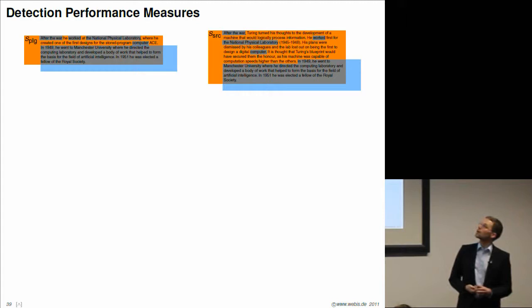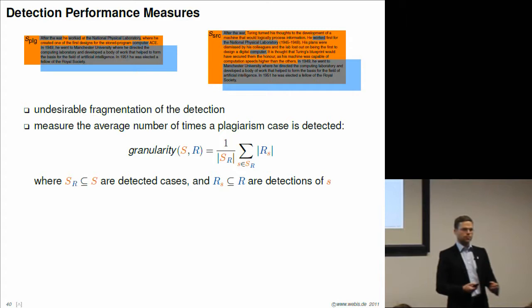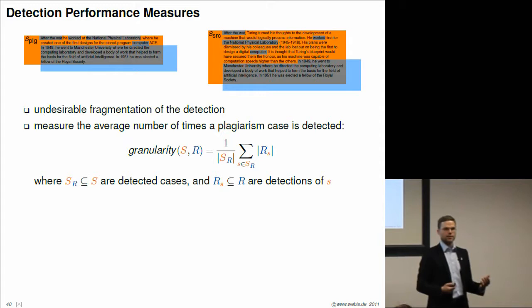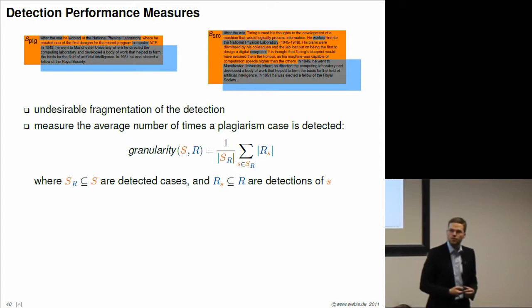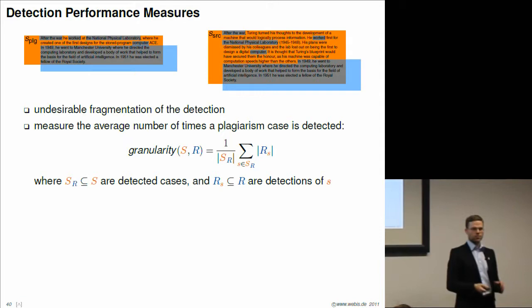Now, this is an undesirable effect in a plagiarism detector. If you can imagine a very long plagiarism case, and you get all these little overlaps, the human user is left to combine all of this into a coherent case. And as a consequence of identifying plagiarism, you may want to expel someone from school or something like that, you have to make a strong case. And if you use a tool like a plagiarism detector, it has to support you well. So what we want from a plagiarism detector is to detect this plagiarism case as a whole and not just in little parts.